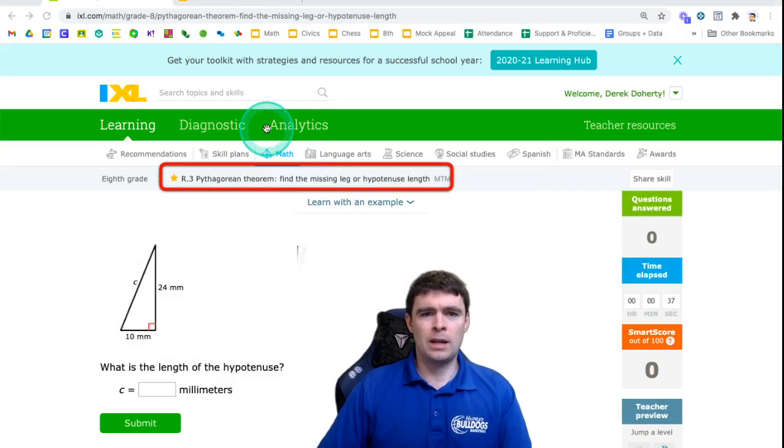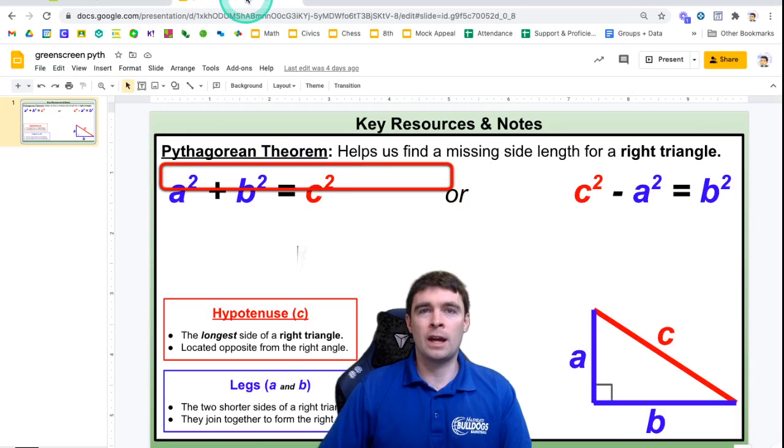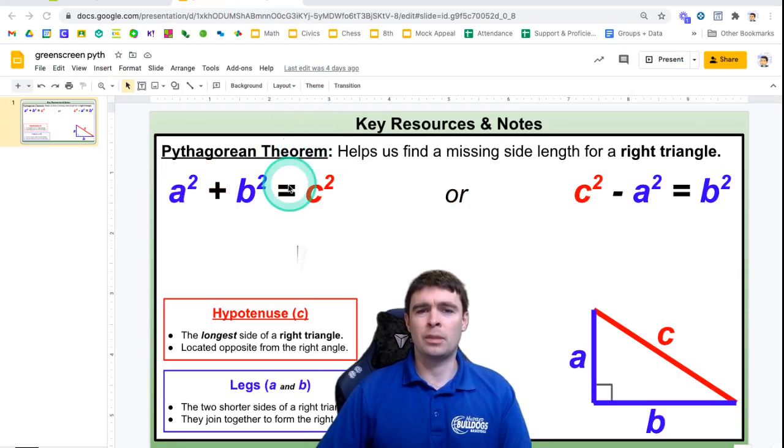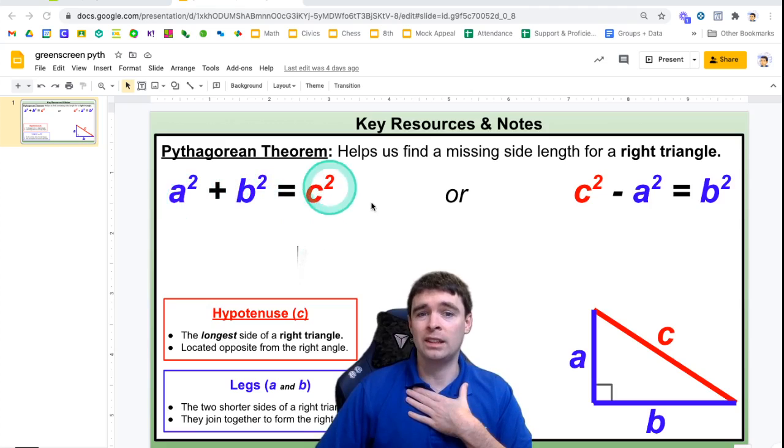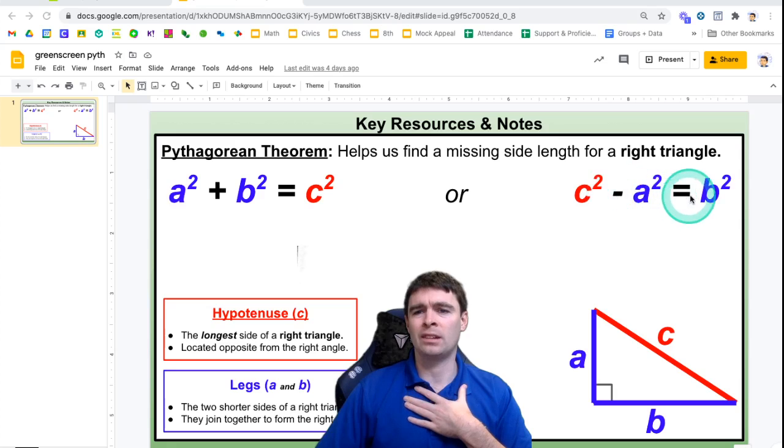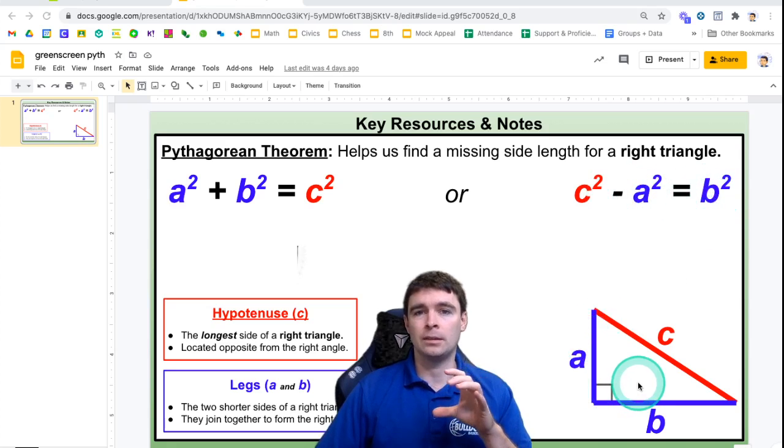And so with that in mind, we're going to take a quick look, a refresher at our notes here, and remind you that there are two versions of this Pythagorean theorem equation. The a squared plus b squared equals c squared version is a lot easier for me when I find c, the hypotenuse, and I like this formula, c squared minus a squared is equal to b squared, to help me find the missing legs.